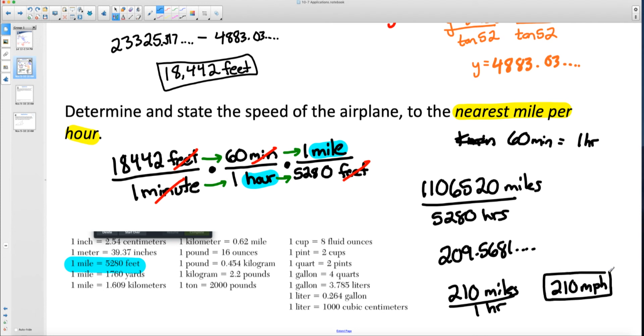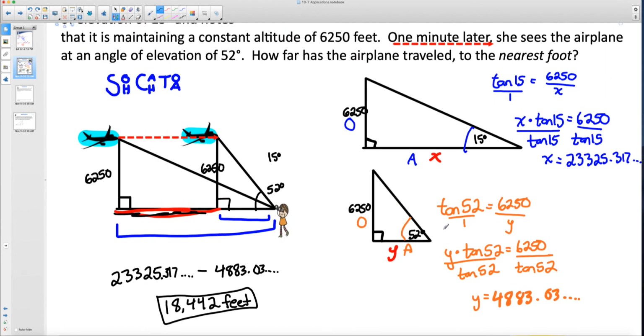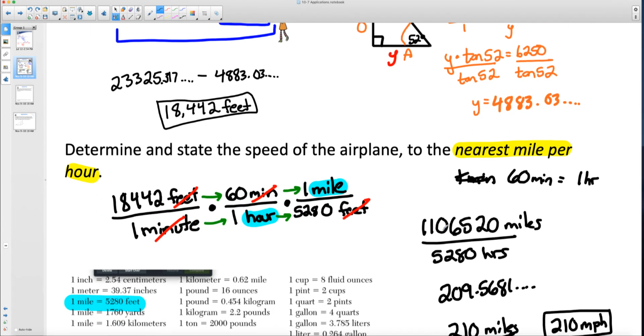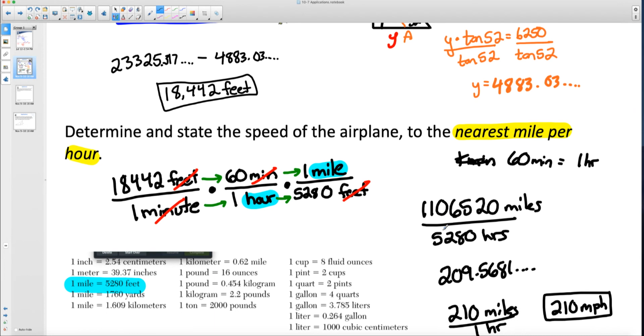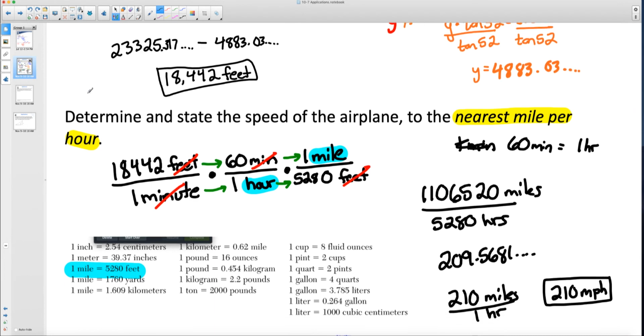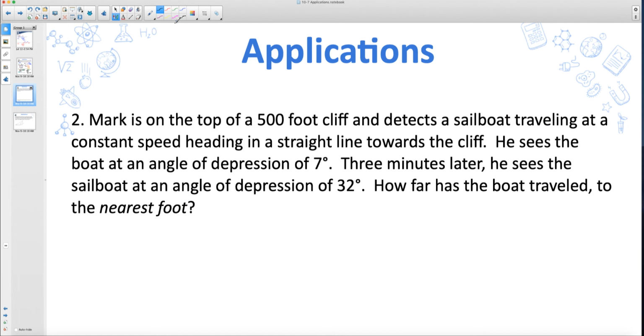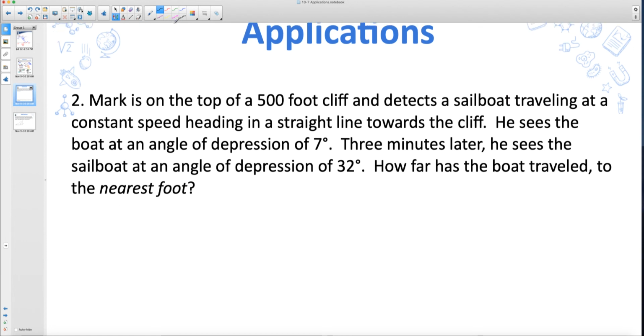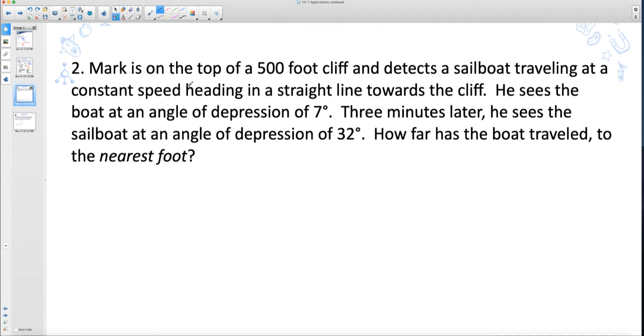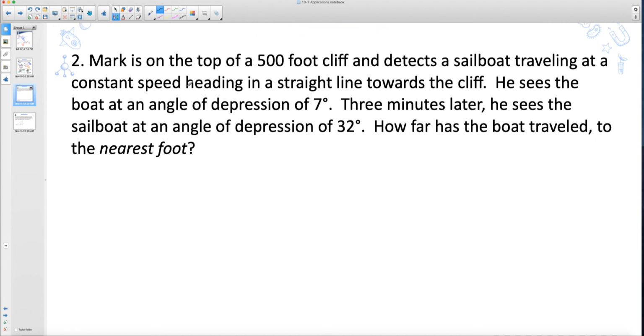So that was a pretty challenging question because we had a lot of things going on. We had to draw the diagram for ourselves, and then we had to do some conversions at the end. We're just going to take a look at one more. Okay, so another similar one where we have to really draw our own diagram here. I want you to take a moment and draw it for yourself. See if you can finally get one of these.